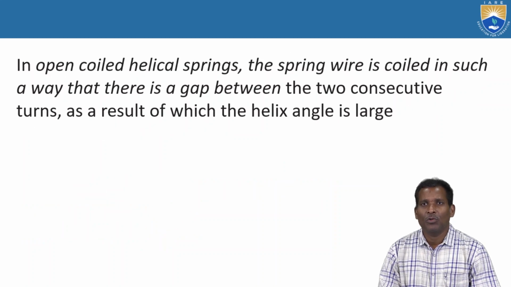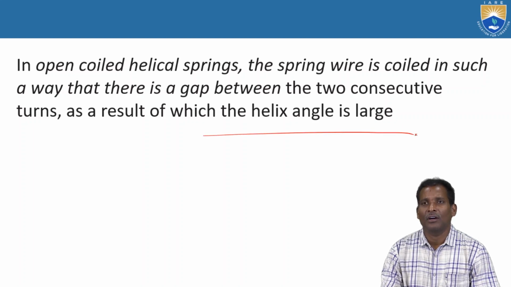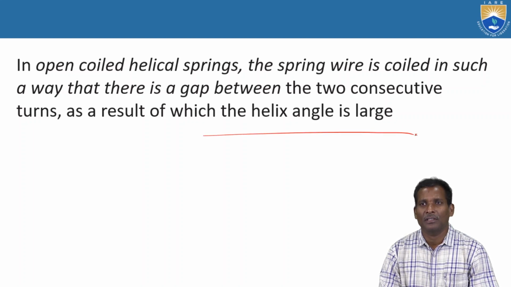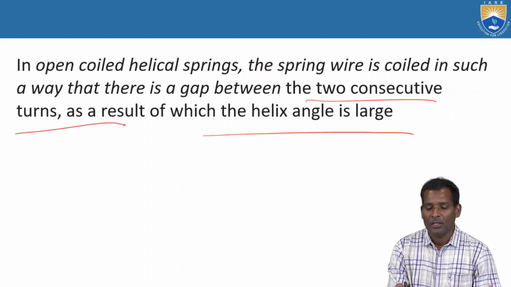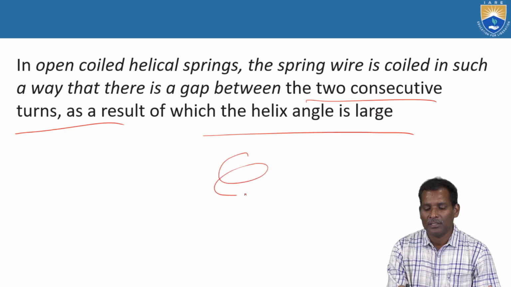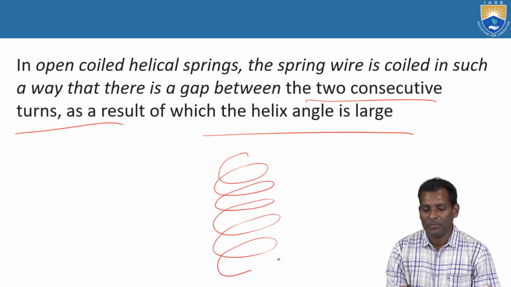Whereas in an open coiled helical spring, the helix angle is large compared to the closely coiled. The spring wire is coiled in such a way that there is a gap between two consecutive turns, from one turn to another turn. There is a gap between these two coils.